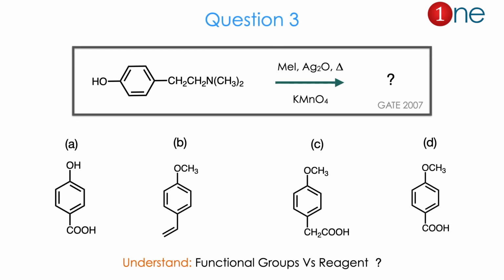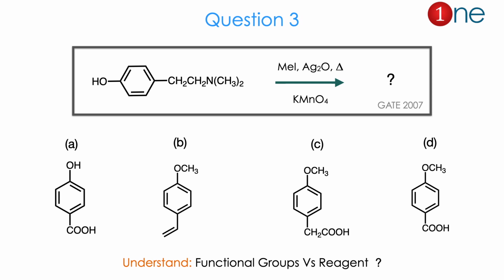Then the question number 3. The starting material is phenol. In para position you have a long chain amine with dimethyl attachment. Next step you are adding methyl iodide and silver oxide and you are heating. Then you are using KMnO4. So the product can be of 4 types, whether the alcohol is converted into ether which is OCH3 or the para form. So what really happened to para form?